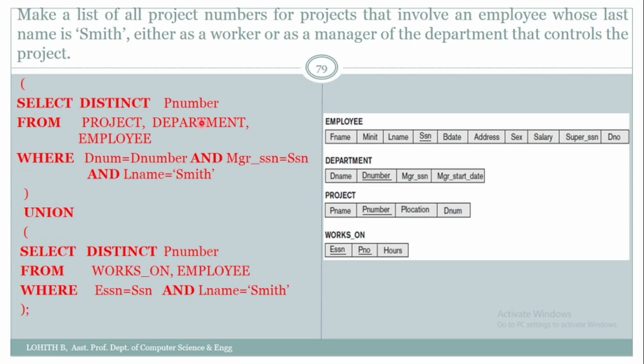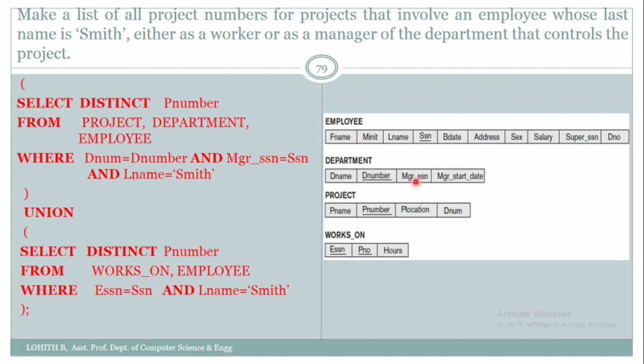The first subpart of the query just retrieves the project number where Smith is a manager. Now the question is, how will I come to know that Smith is a manager? For that, you need to retrieve the tuples of employee where last name is equal to Smith, and then join SSN and manager SSN. If I join, the resultant relation is nothing but Smith as a manager.